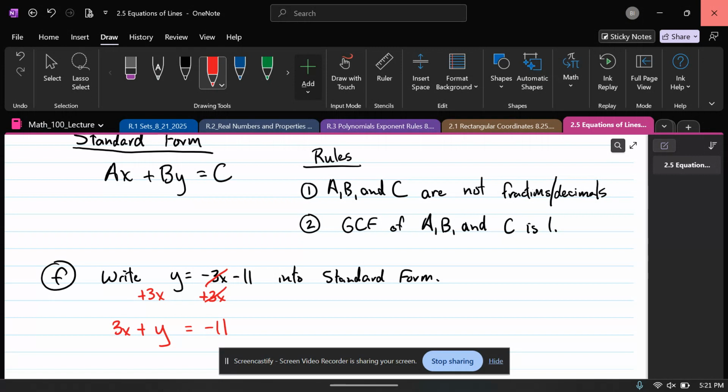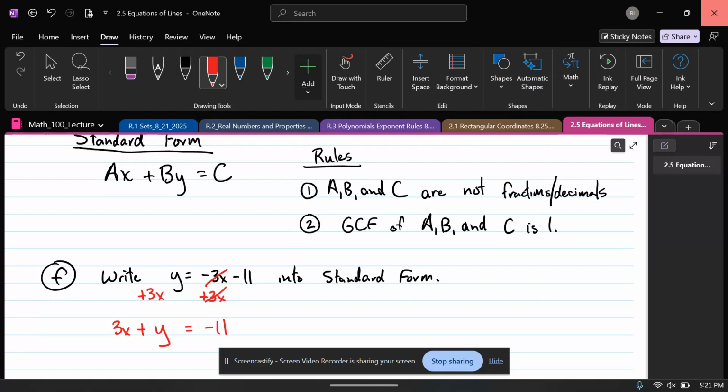All right, so let's check our rules. X and y on the same side. Check. A, B, and C. So the number in front of x is a 3. What's the number in front of y? 1. And then C is negative 11. Are any of those fractions or decimals? No. Rule number 1, accomplished.